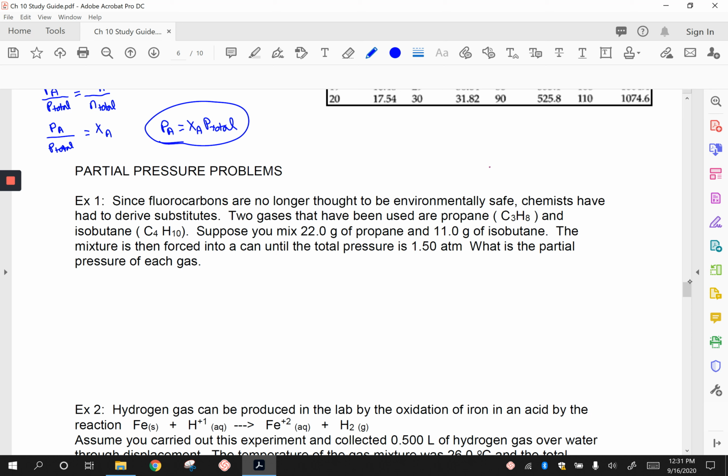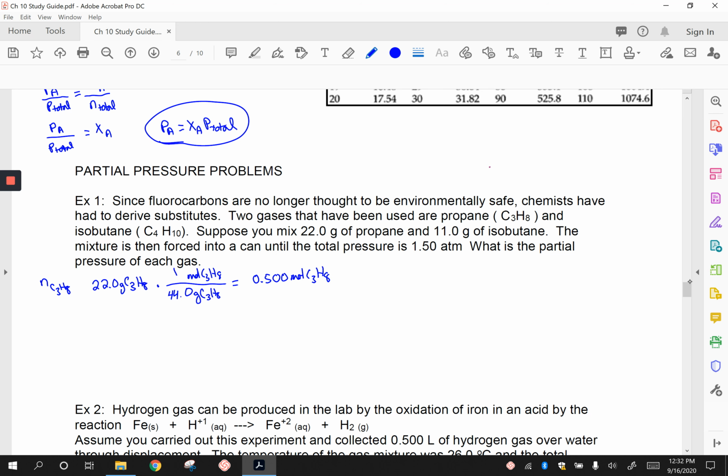To find the mole fraction, remember you have to convert everything to moles, so let's do that first. Let's find the moles of the propane. I have 22 grams of that, grams on the bottom, moles on top, and 1 mole of propane is 44 grams. And look at that, you can do this in your head, right? Half, 0.50 moles of the propane.